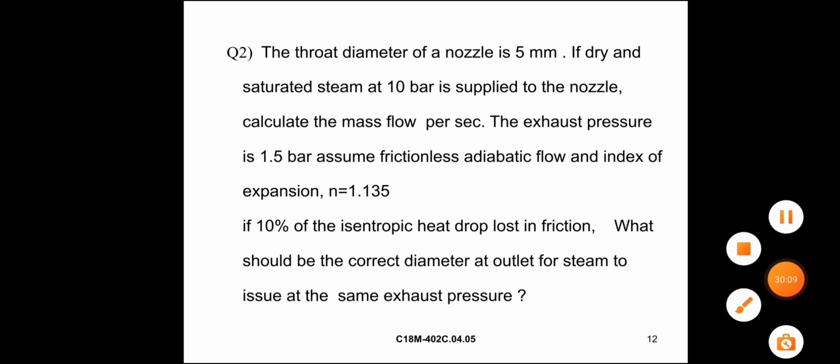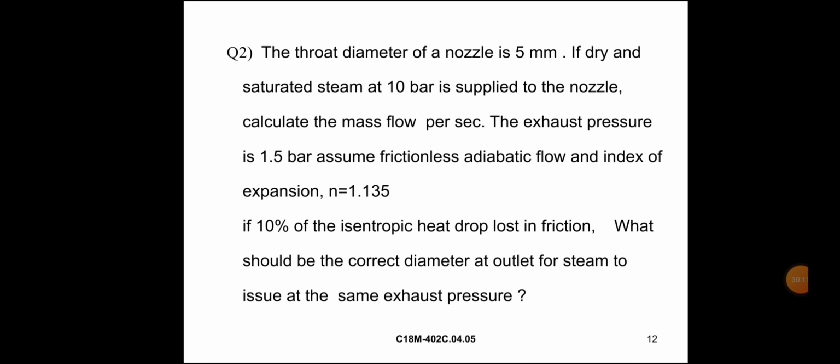Second problem. The throat diameter of a nozzle is 5 mm. If dry and saturated steam at 10 bar is supplied to the nozzle, calculate the mass flow per second. The exhaust pressure is 1.5 bar. Assume frictionless adiabatic flow and index of expansion n equal to 1.135. If 10% of the isentropic heat drop is lost in friction, what should be the correct diameter at outlet for steam to issue at the same exhaust pressure?